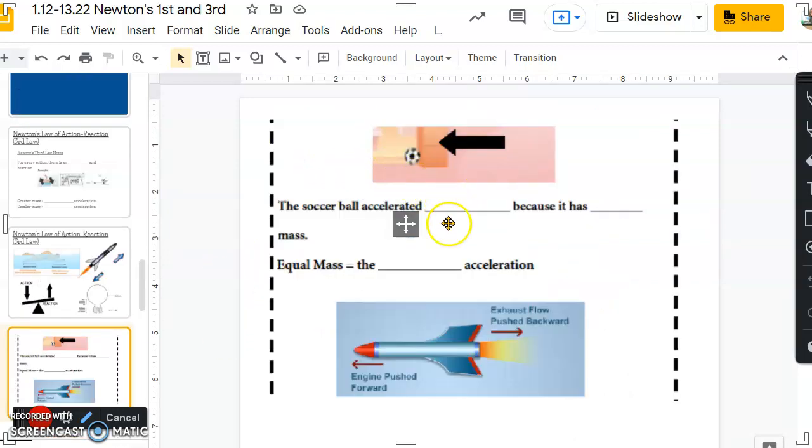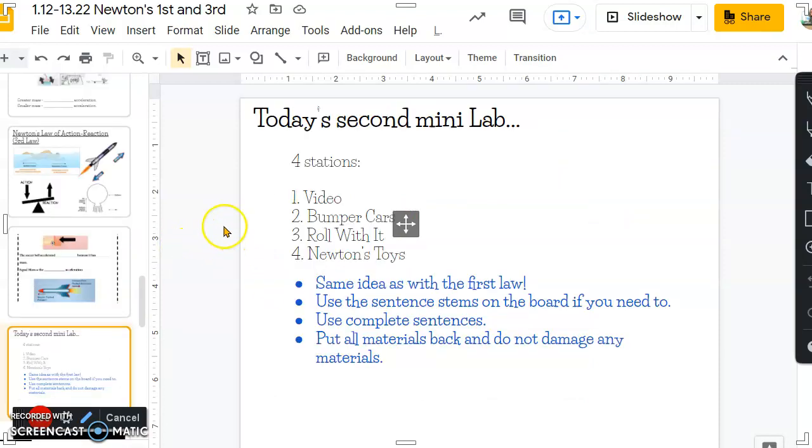And on the form it says the soccer ball accelerated to the left because it has less mass than the arrow. So equal mass, the same acceleration. Right here we're going to watch another video about Newton's third law. We're going to talk about bumper cars, roll with it, and Newton's toys. Similar idea, you can Google some of these, like bumper cars in physics. Number 3 is actually a Newton's cradle. So we'll take a look at those.